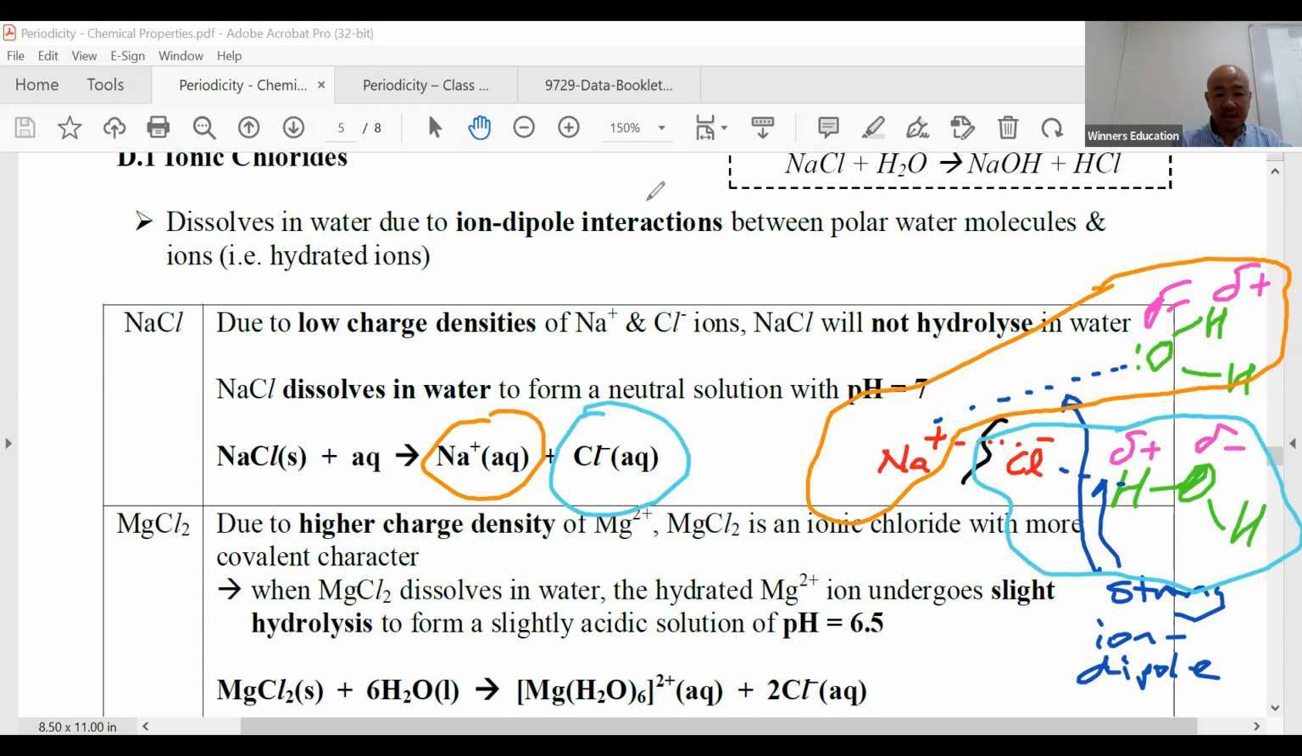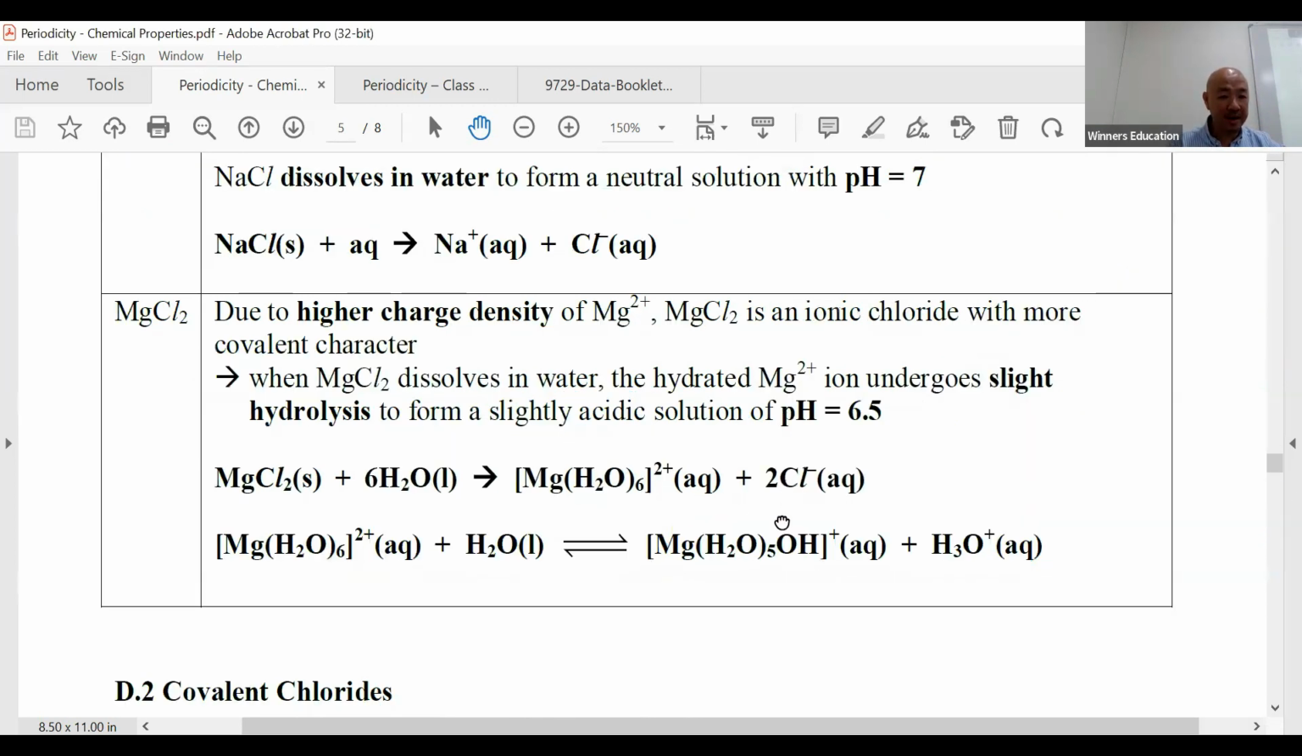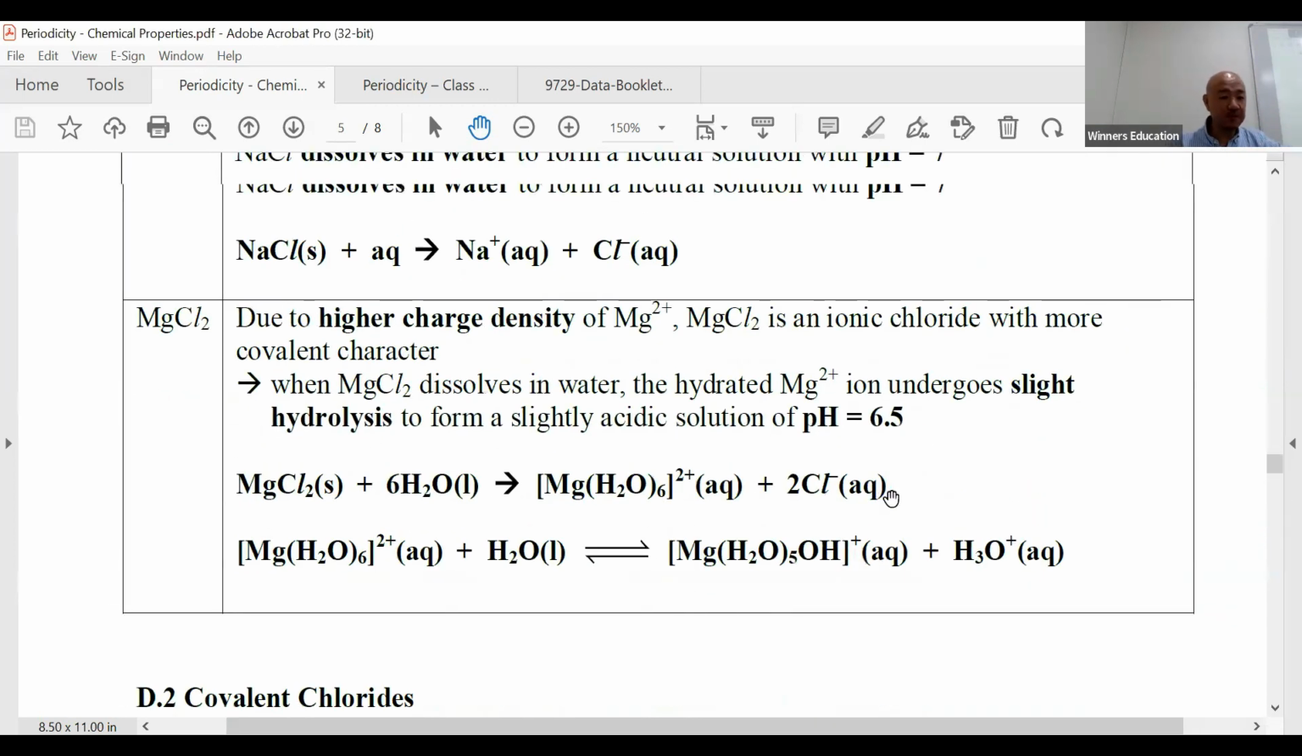So what is happening over here? What is this reaction called? This is called hydration, which forms your hydrated ions. Next, magnesium chloride. Our pH is not 7, it's 6.5 right now.